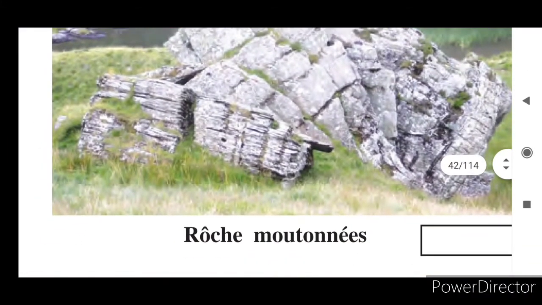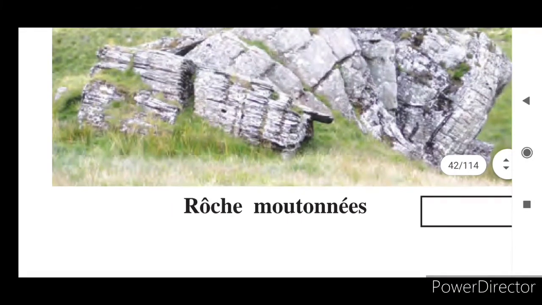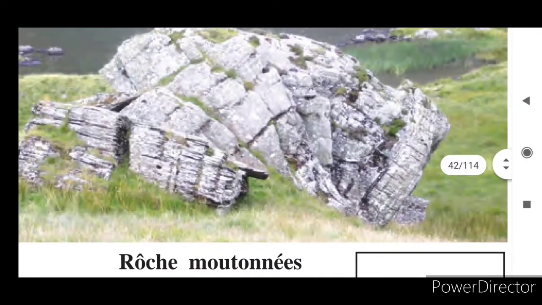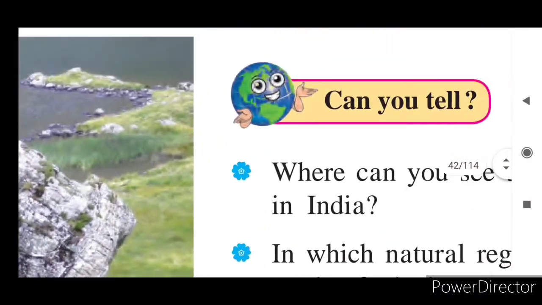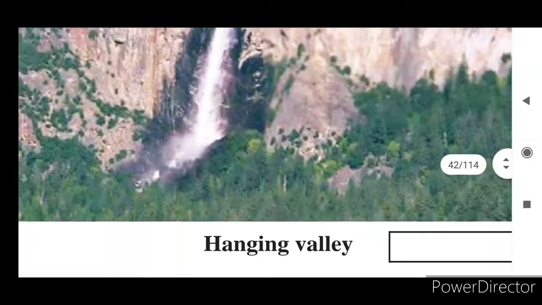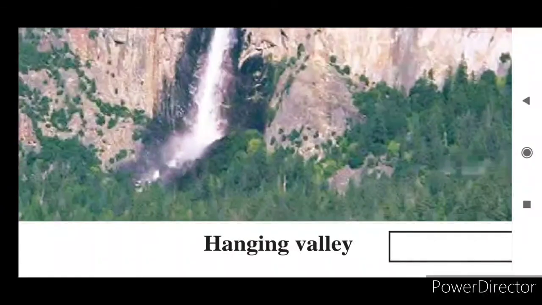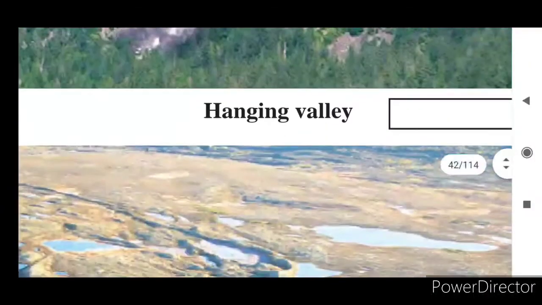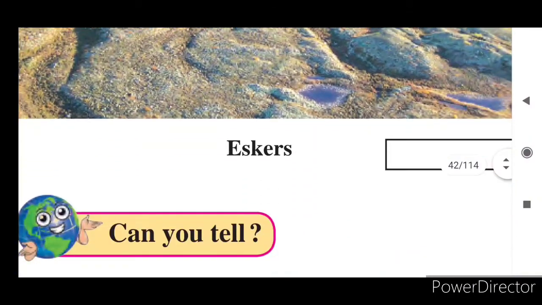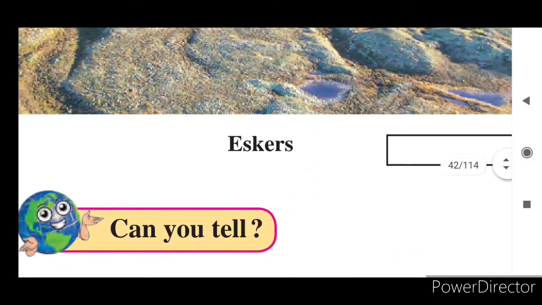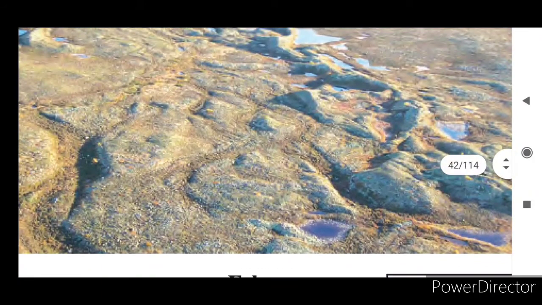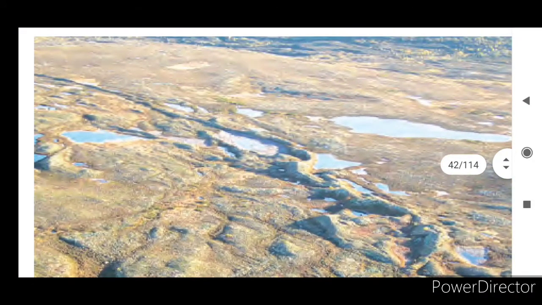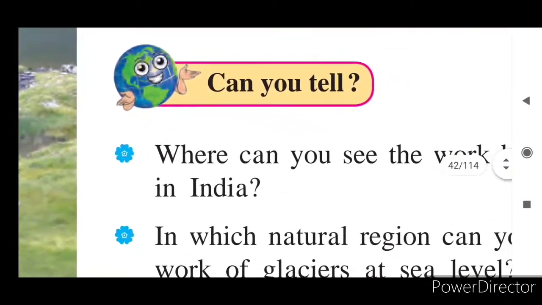Now roche moutonnée, that is because of erosional work. See, erosion takes place here. Next, the hanging valley is also because of erosional work. Next, scars are also because of depositional and transportational work. See, scars are formed by transportational and depositional work.